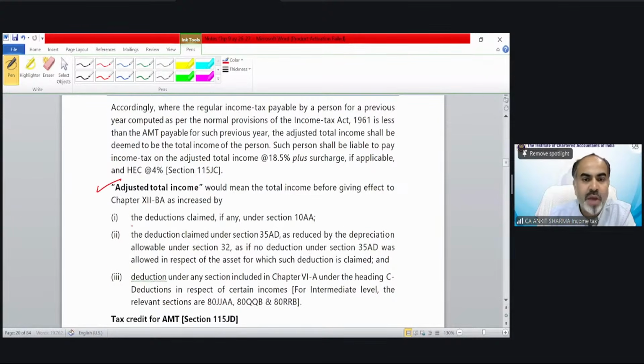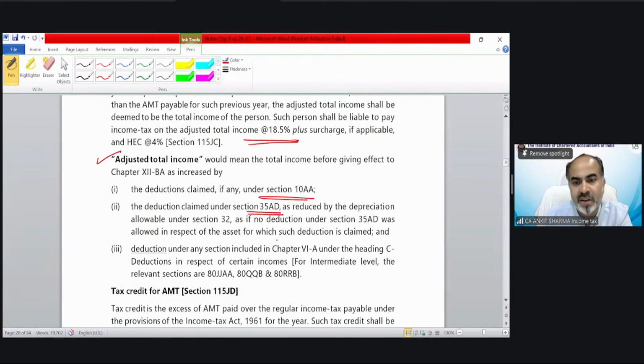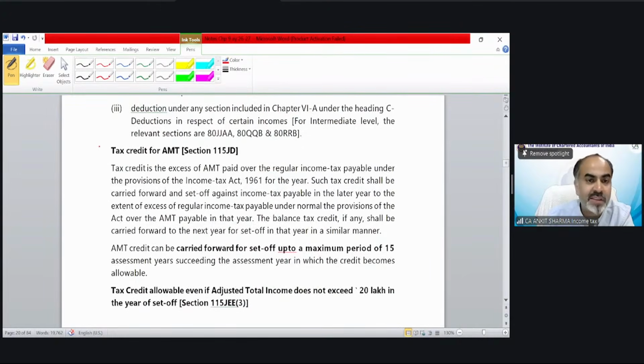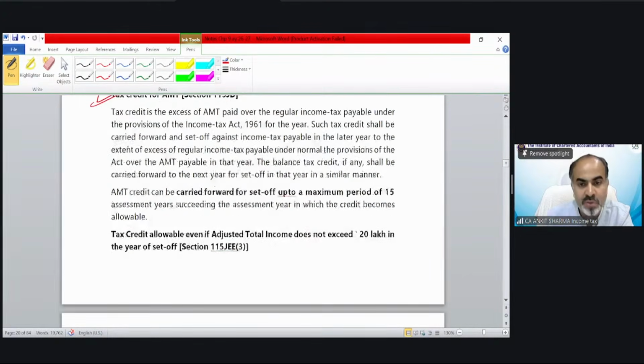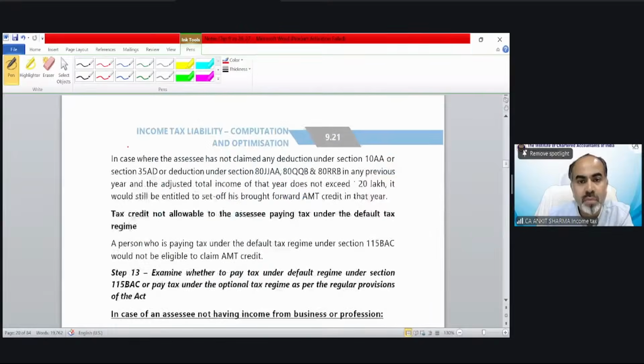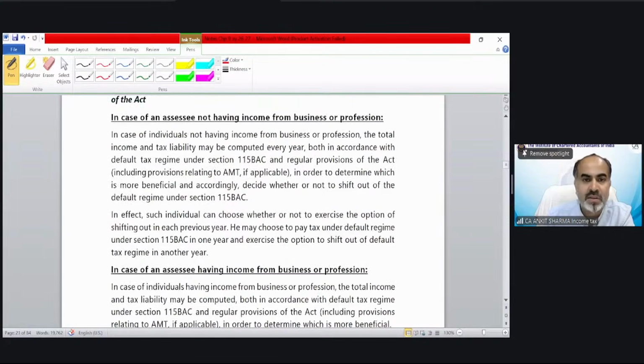Adjusted total income, how to calculate? We have seen that in the format I have shown you. You can go through it. Tax rate, surcharge, everything has been summarized in the above format I have prepared for you. Section 35AD, etc. Tax credit concept, you can read it in a paragraph if you want. Everything has been discussed. In case of an assessee not having income from business, this is about when you can pay tax under the default tax regime and when you can pay tax under the optional tax regime. The question says if you do not have any business income.